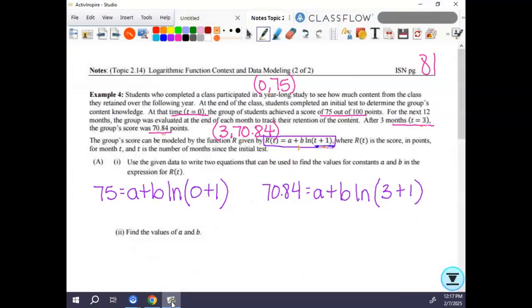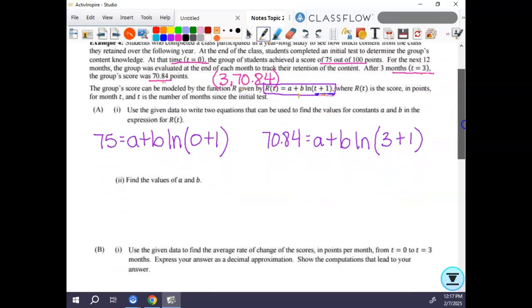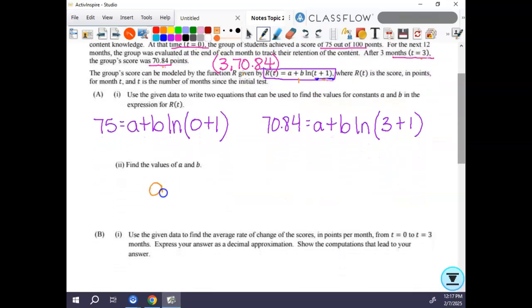So over here, which I think we might have already done yesterday, we write down A is equal to 75 and B is equal to negative 3.00081. Okay. Now let's go back and look at our graph.